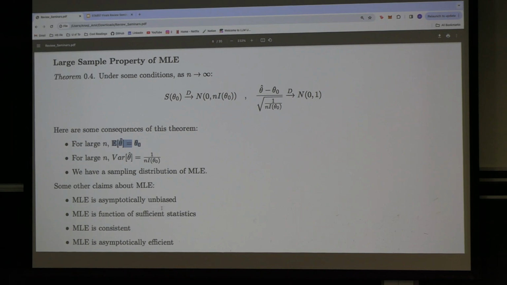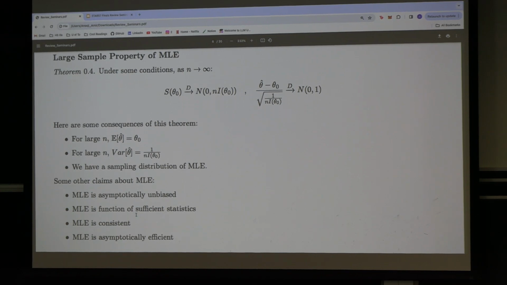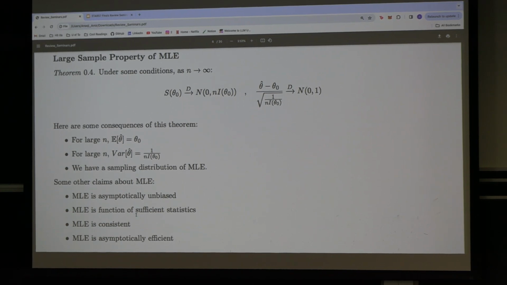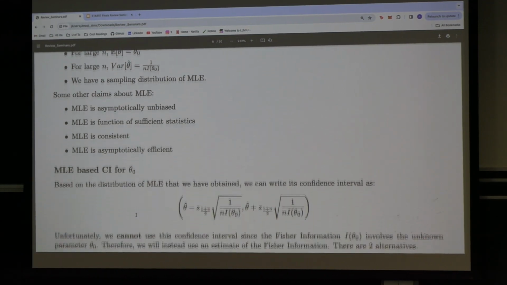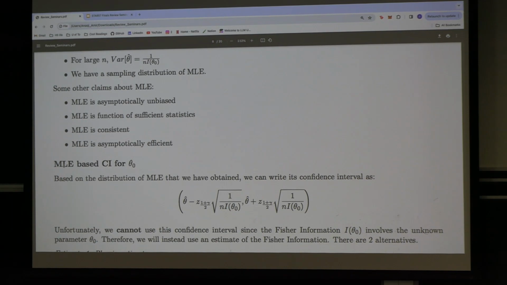We just rewrote it. MLE is a function of sufficient statistics, and MLE is consistent. This is something that Bob will take up after I'm done talking, what it means to be sufficient, what it means to be consistent. So I'm going to skip those. And the maximum likelihood estimate is asymptotically efficient. This is something I'll cover maybe in 5 or 10 minutes, so I'll wait on this one too. Okay. The MLE-based confidence interval for theta naught, your true parameter.